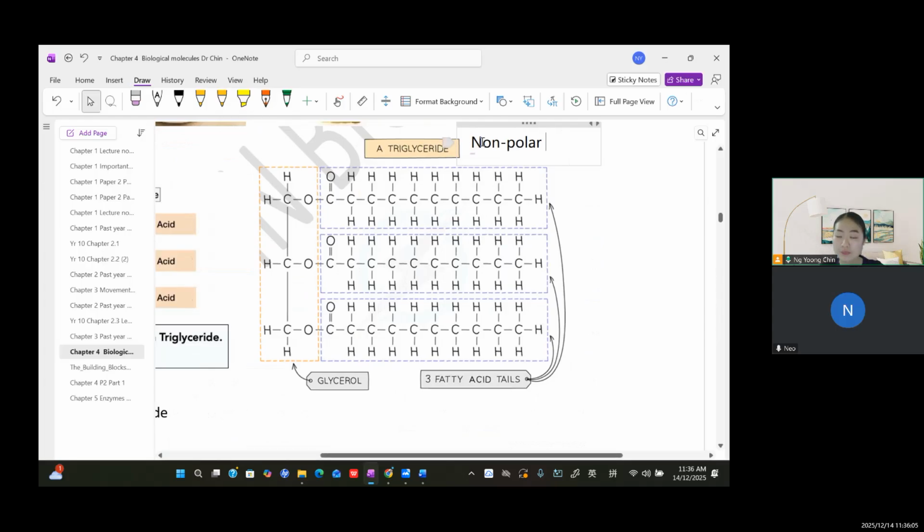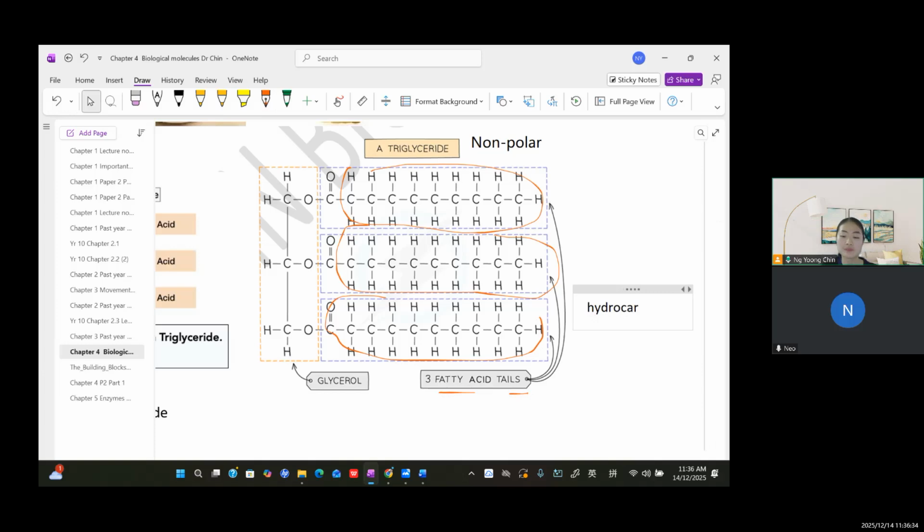The triglyceride is non-polar because it has very long chains of fatty acids. You can see this is a fatty acid, and it's a very long chain like this. Those are the long chains of the fatty acid. They are comprised of hydrocarbons. You can see this is a long straight chain, made from just carbons and hydrogens, so they call it hydrocarbons.